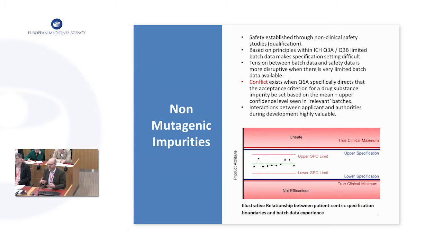You could talk about it being disruptive or whatever, but the fact of the matter is that we have a limited amount of data from the point of view of understanding our process at that stage. And perhaps one of the guidelines where that kind of conflict really shows is ICH Q6A, which specifically directs that acceptance criteria should be based on that whole concept of mean plus 3 standard deviations, which, particularly if you're talking about a very small data set, you could really easily argue is not statistically significant.